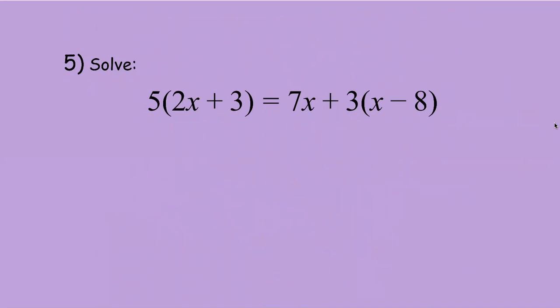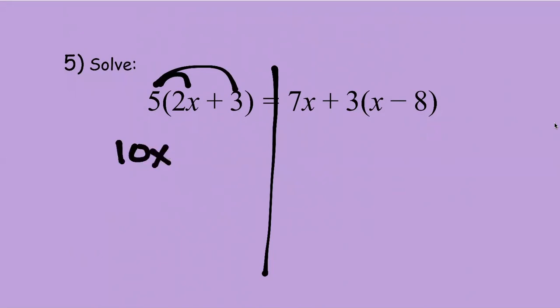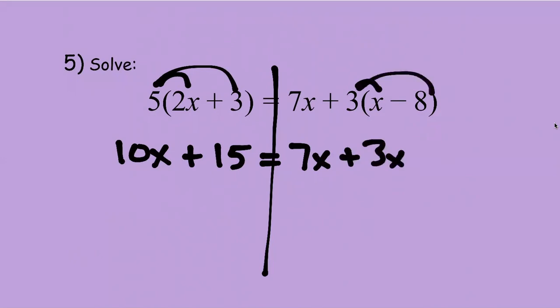Okay, let's put up our fence. Next, let's get rid of the parentheses. Those get in our way. All right, so 5 times 2x is 10x. 5 times 3 is positive 15 equals, you have 7x plus, well, 3 times x is 3x, and 3 times -8 is -24.